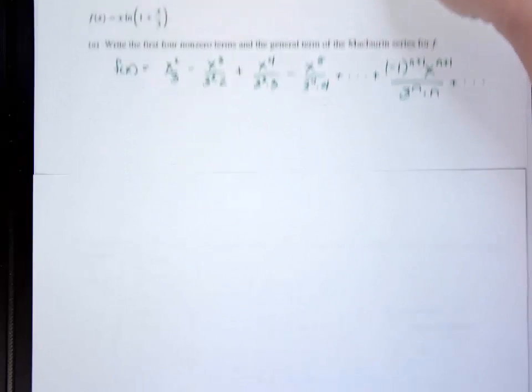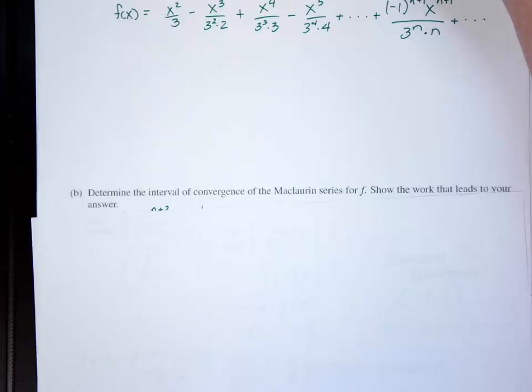Okay, now we have to do the interval of convergence and show the work that leads to your answer. Now remember the steps for interval of convergence. Always use ratio test, set it less than 1, find the interval, test the endpoints. Make sure you do it in that order.